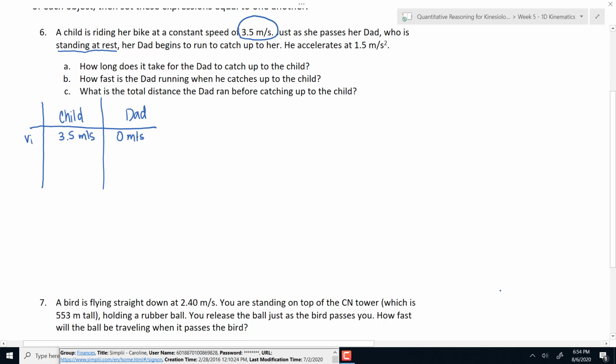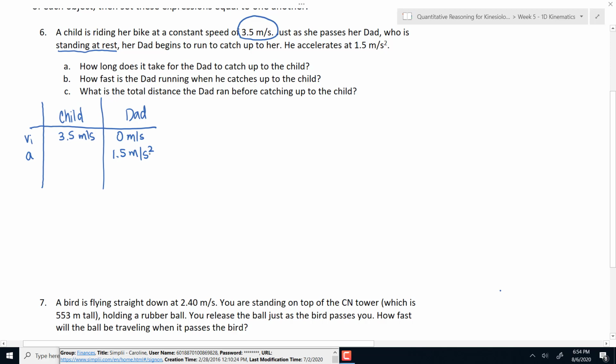Just as she passes him, her dad begins to run to catch up to her. He accelerates at 1.5 meters per second squared. So let's write acceleration here. The acceleration of the dad is 1.5 meters per second squared.